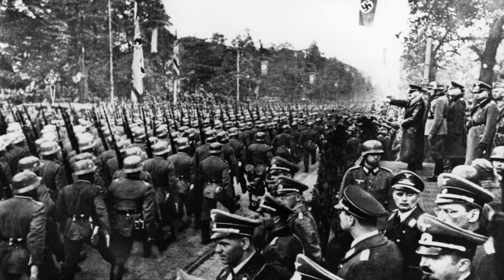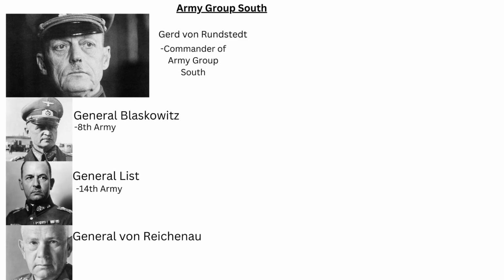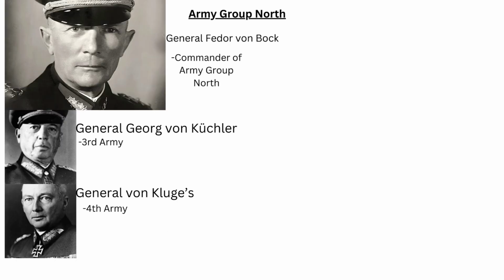Army Group South launched the main attack from the west, pushing towards Silesia under the command of Colonel General Gerd von Rundstedt. General Blaskowitz's 8th Army moved toward Lodz, while General List's 14th Army advanced toward Krakow. General von Reichenau led the assault on Warsaw. From the north, Army Group North crossed into Poland from East Prussia under Colonel General Fedor von Bock. The 3rd Army, led by General Georg von Küchler, pushed in from the north, while General von Kluge's 4th Army advanced through the Polish corridor.